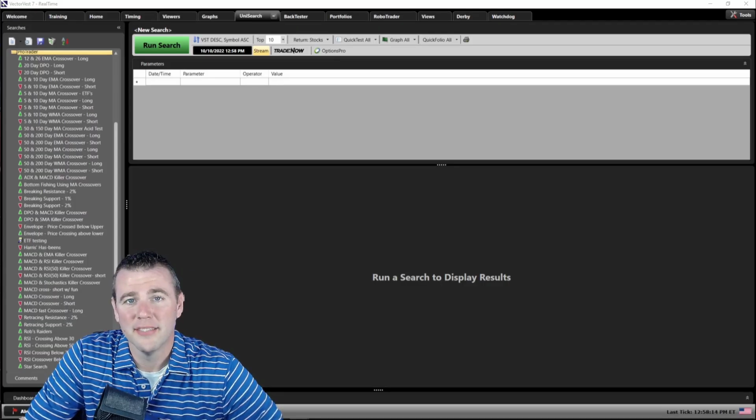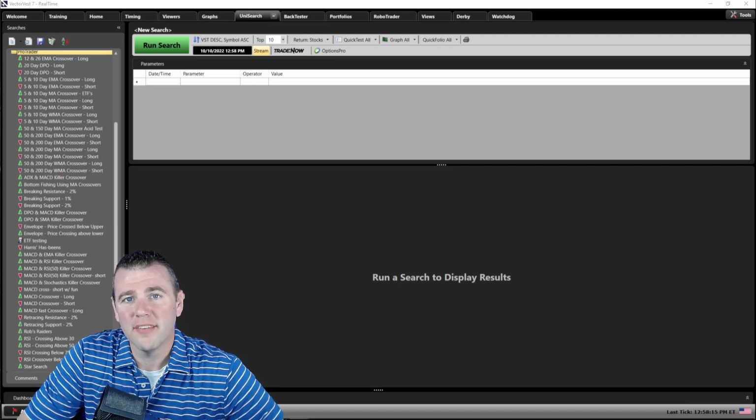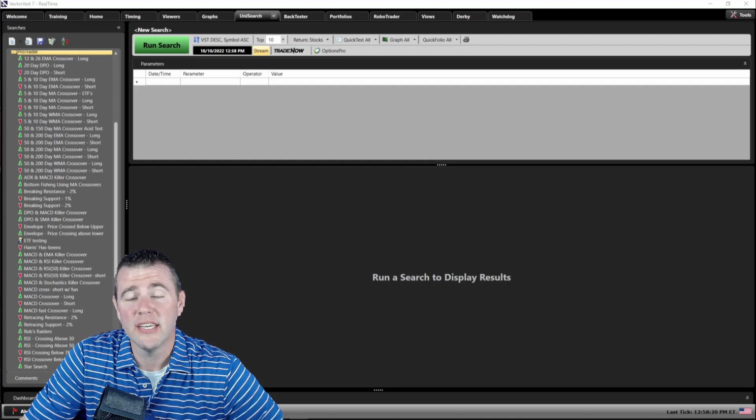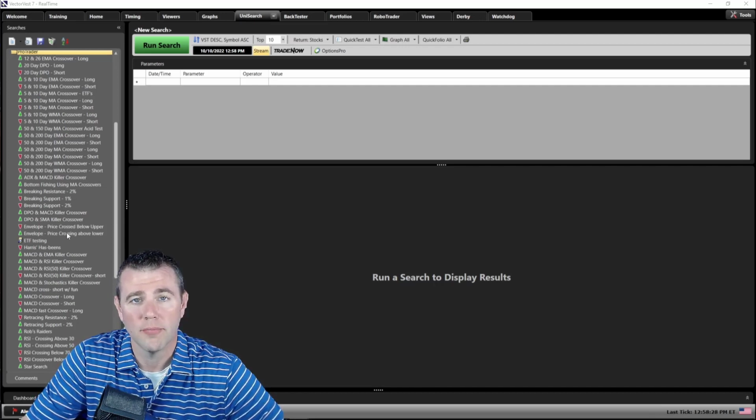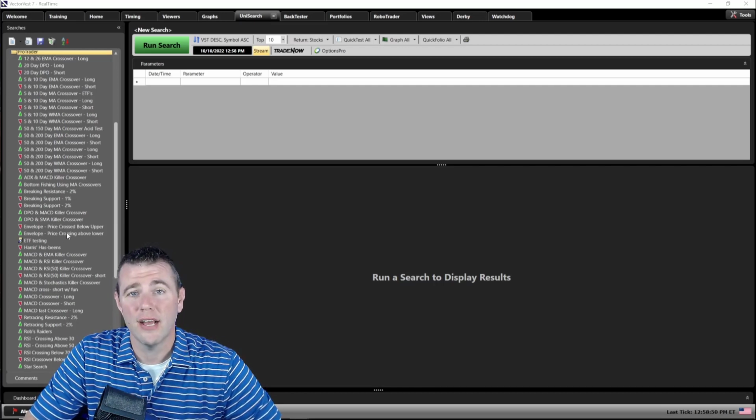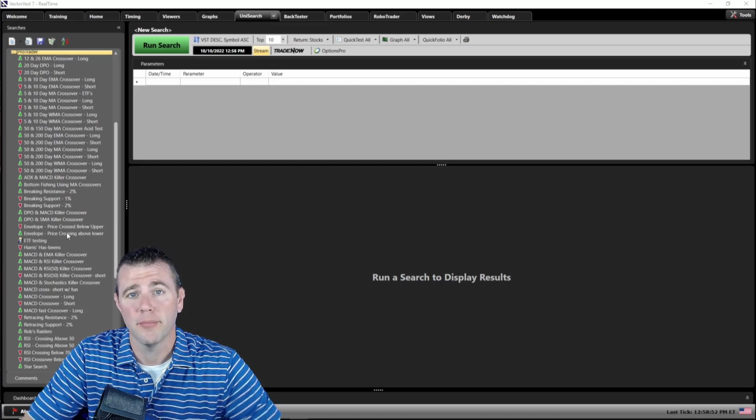Alright, welcome back. So, starting off this time inside the VectorVest 7 software, and right above me, you can see a list of all the different scans that VectorVest has available, and if you notice, a lot of them have multiple indicators combined with one another. When utilizing technical analysis, it's important to have confirmation.